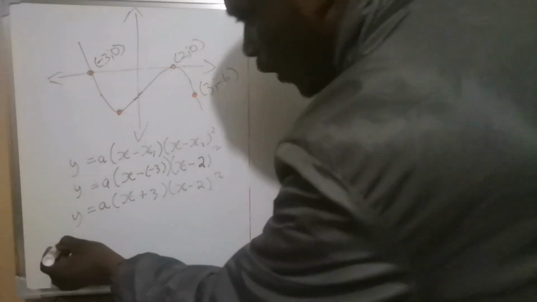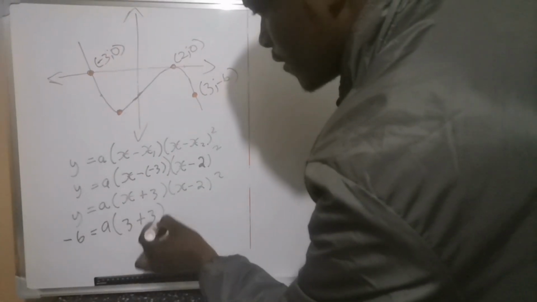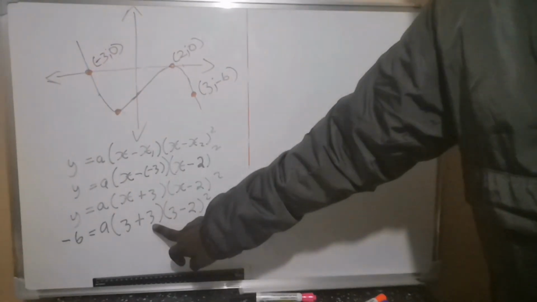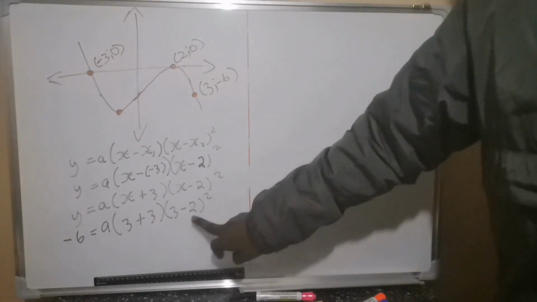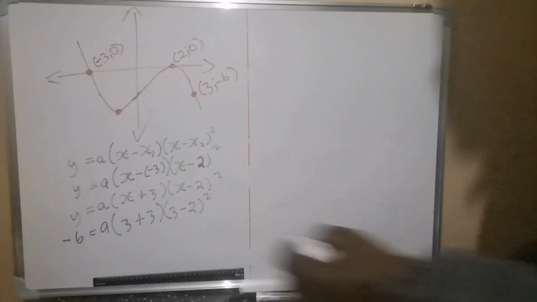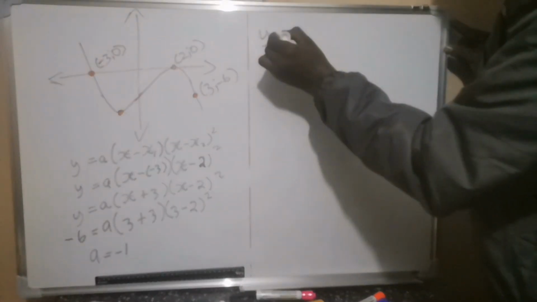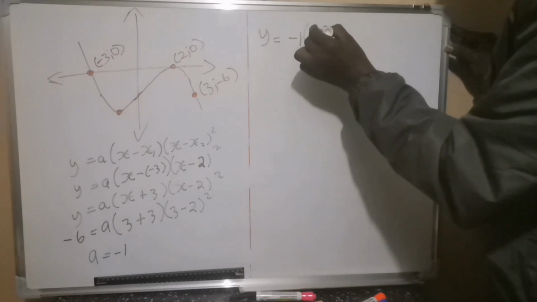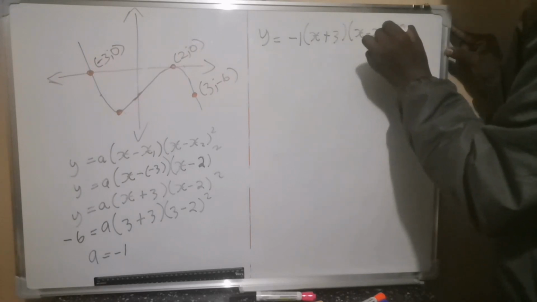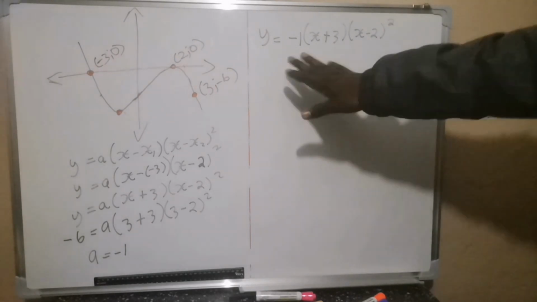So y is negative 6 equal to a multiplied by 3 plus 3, 3 minus 2 squared. Then 3 plus 3 is 6, and 3 minus 2 is 1. Then a times 6 is 6a. Then you divide by 6, therefore a will be negative 1. So our equation will be y equal to negative 1, x plus 3, x minus 2 squared.